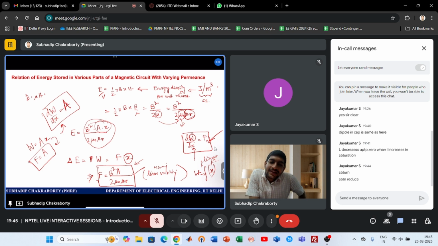But with that, there is a slight disadvantage. Can you tell me why? By introducing an air gap, okay, one thing you did good: for the same MMF, your phi is low, as the reluctance of the core increased.